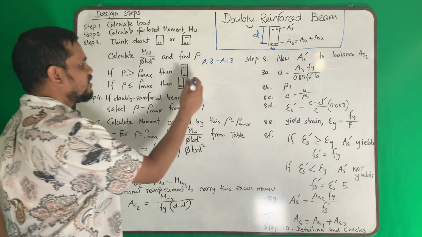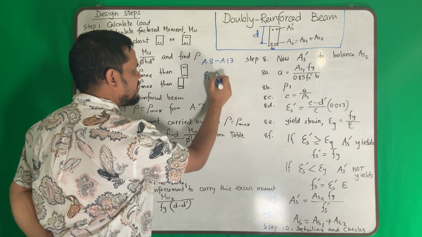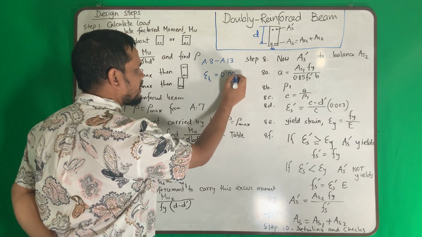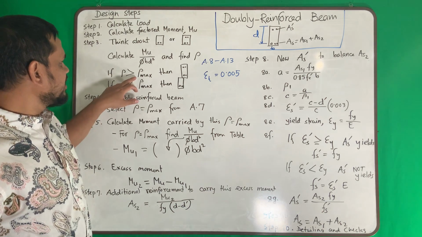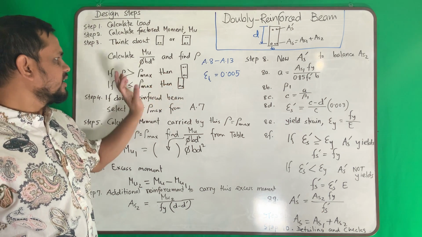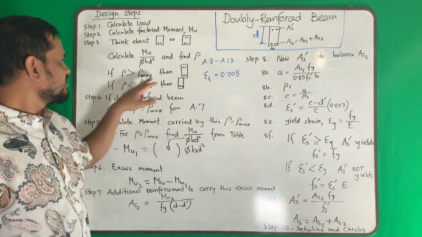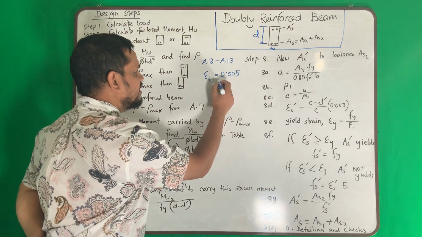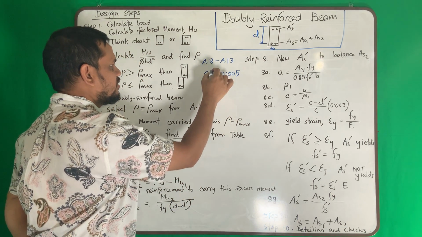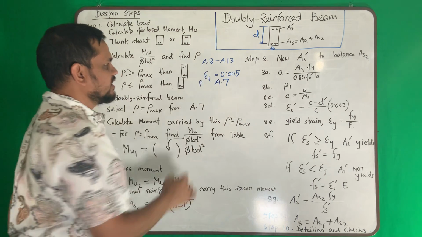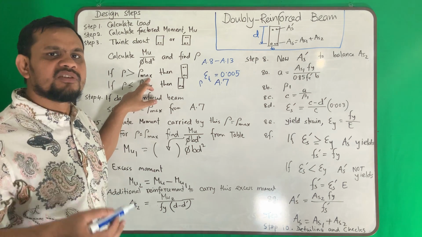Now what is rho max? Rho max is when your epsilon t becomes 0.005. So if we provide your rho greater than this value, then your steel will not yield. So that is called rho max. Where will you find it? In your appendix, table A7, you can find rho for which your epsilon t is 0.005. We call it rho max.